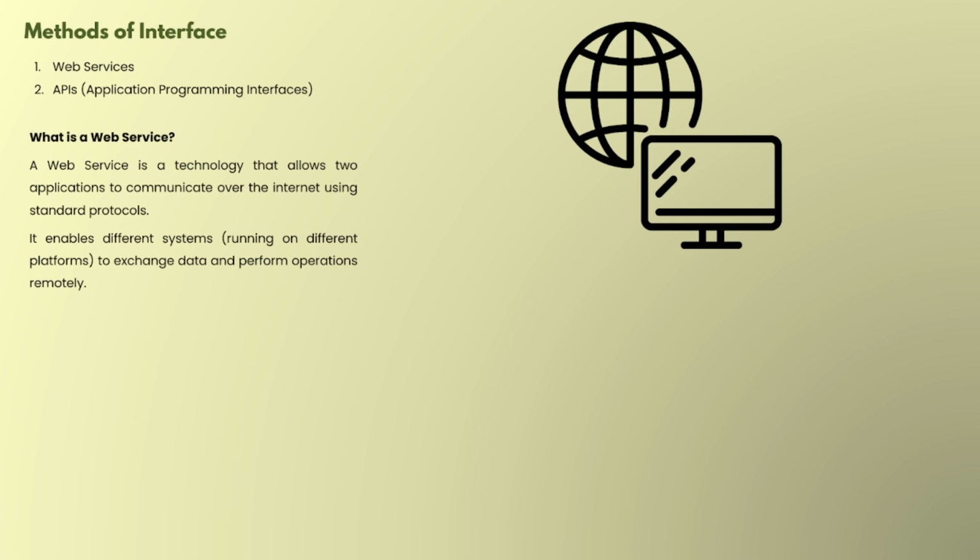A web service is a technology that allows two applications or two software to communicate over the internet using standard protocols. It enables different systems running on different platforms to exchange data and perform operations remotely. So a web service is nothing but two different software communicating over the internet using a standard protocol like HTTP or JSON, and it allows different systems to exchange data and perform tasks remotely even if they run on different platforms. Different platform is very important.